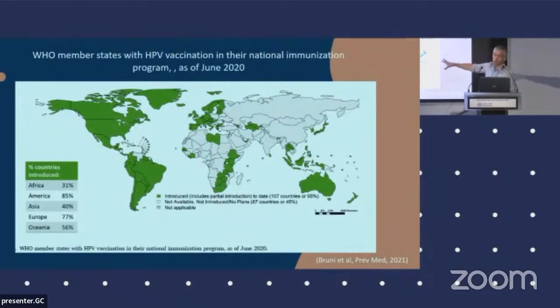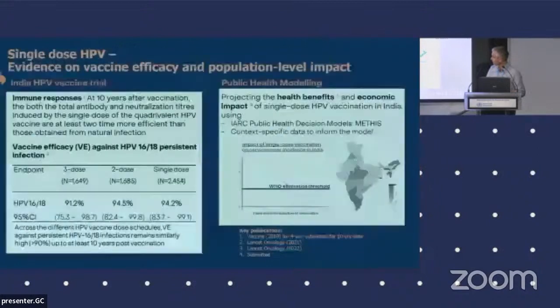So here, as of 2020, this gives a status of the world introduction of HPV vaccination. Good coverage in those high income areas of the world, North America, Europe and Oceania, but lower, as you can see in the percentage of countries that have implemented, in Africa and Asia, including countries where the burden is very high, and large countries such as India and China that to date have not got nationwide programs in place yet.